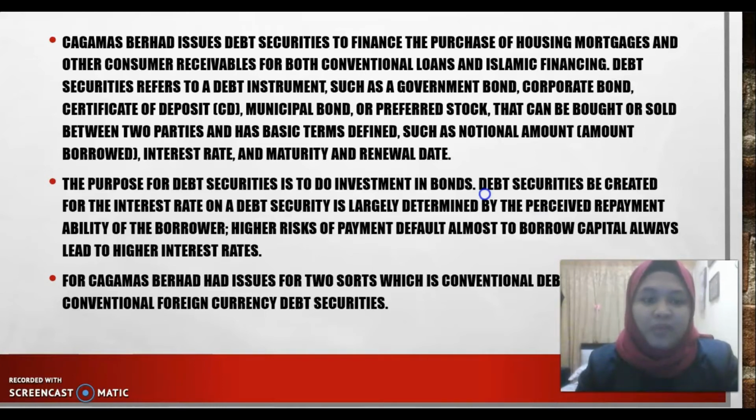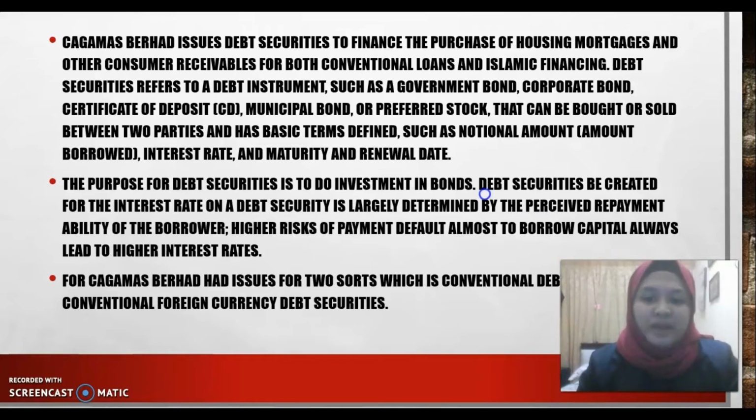Debts can be bought or sold between two parties and have basic terms defined, such as the notional amount that is borrowed, interest rate, and maturity and renewal date. The purpose of debt security is to invest in bonds. The interest rate on debt security is largely determined by the perceived repayment ability of the borrower. A higher risk of payment default almost always leads to a higher interest rate.